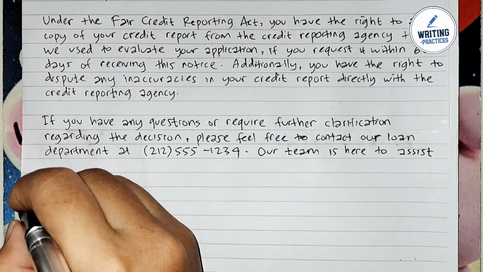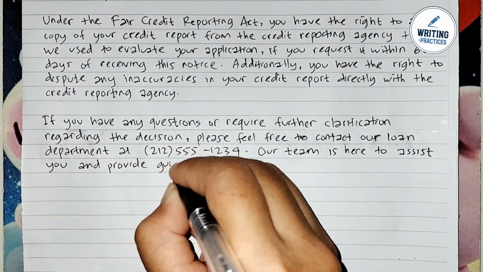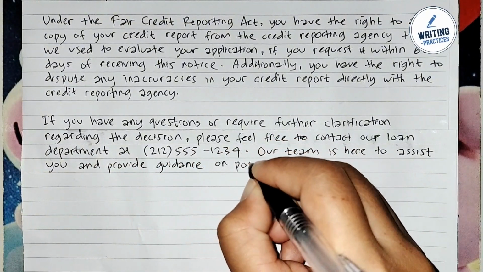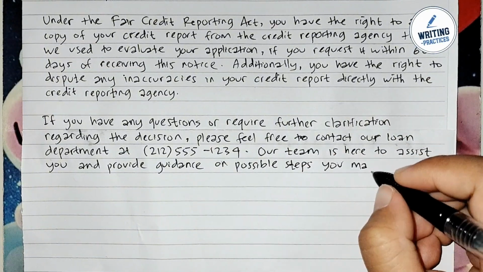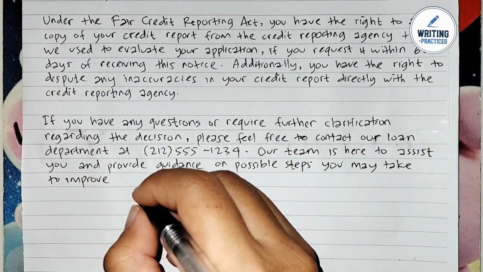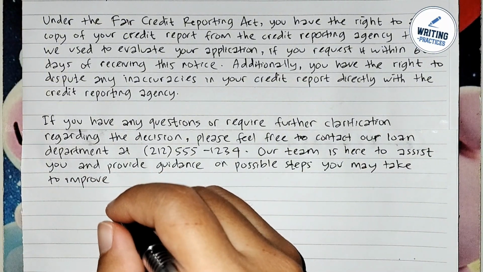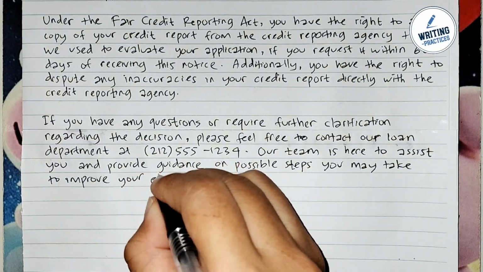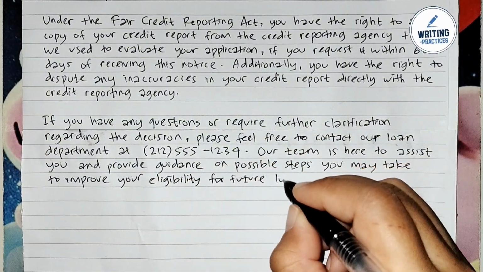After giving the contact information, now you need to show your availability of support. Reassure the applicant that the bank's team is available to provide guidance on improving eligibility for future loan applications. The customers would be happy reading it. You can write something like, our team is here to assist you and provide guidance on possible steps you may take to improve your eligibility for future loan applications.